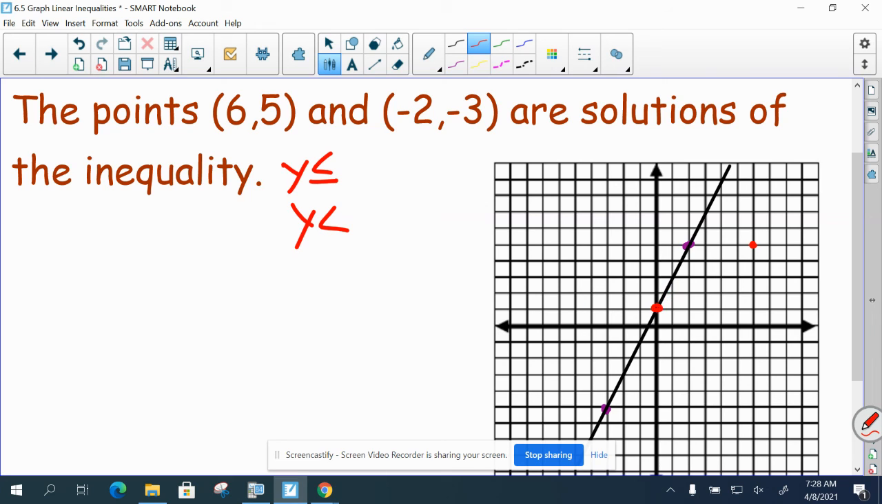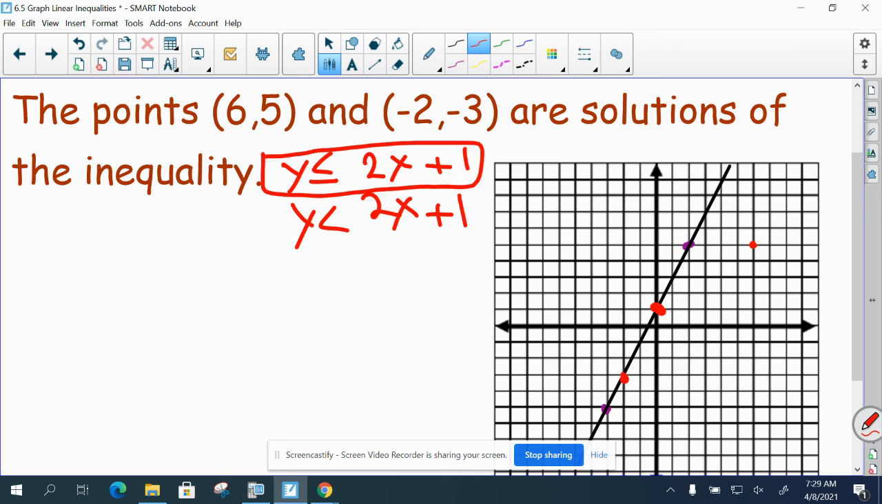It looks to me like this has a y-intercept of 1. So it's going to be +1. And then the slope is 2 over 1, or you could use the slope formula for the 2 points that you were given. So the slope is going to be 2. So 2x plus 1. Now let's do this one, (-2, -3). 1, 2, 1, 2, 3. All right, well, since this point is on the line and it's a solution, that means we're going to be using the less than or equal to symbol. Okay, so that's how you would do a problem like this.